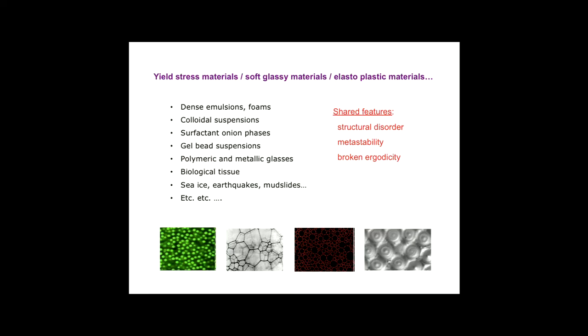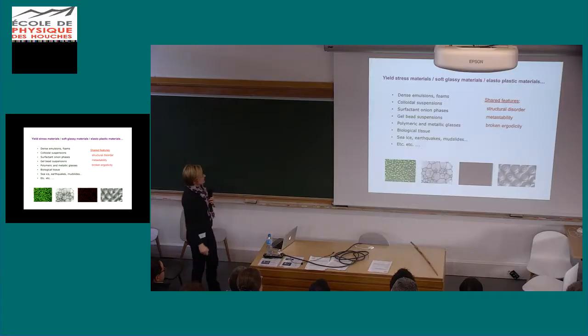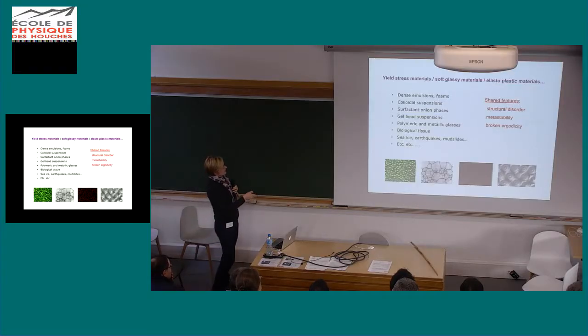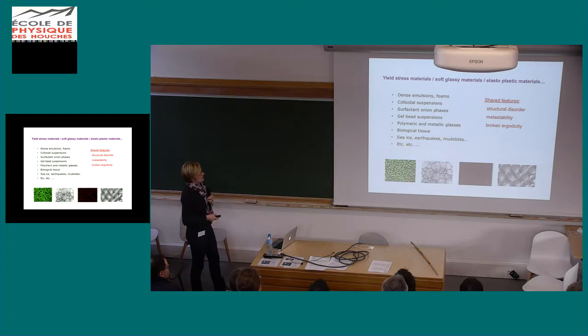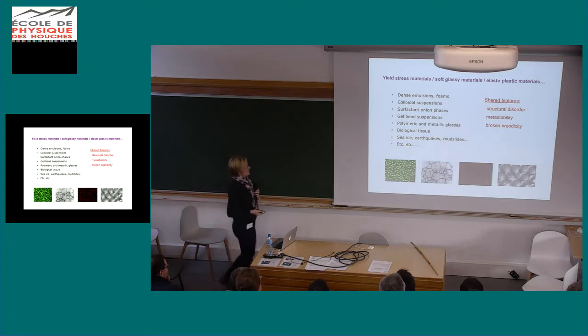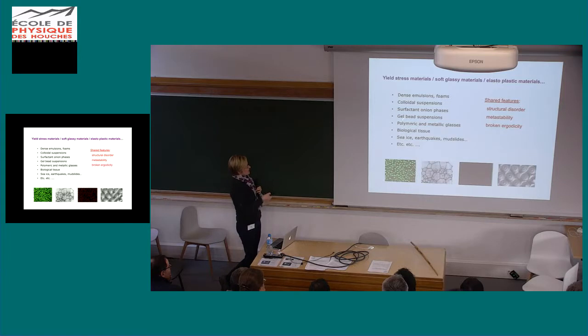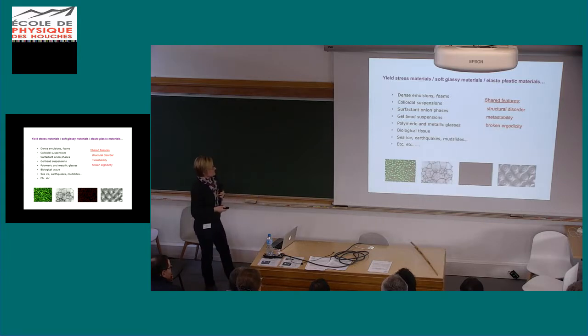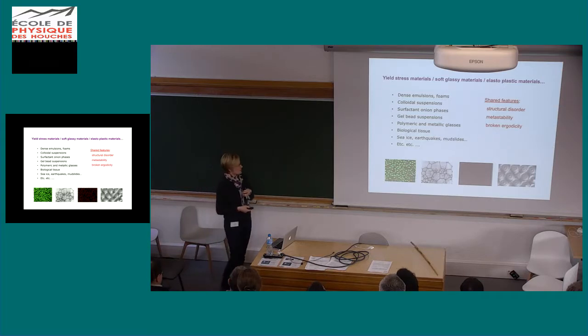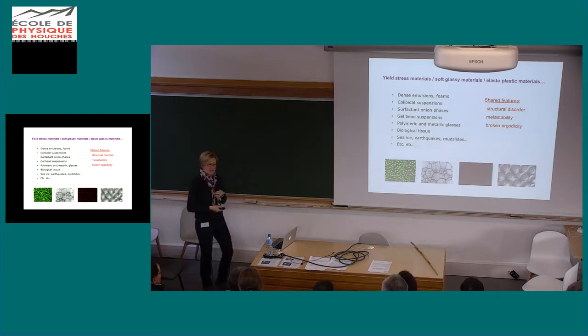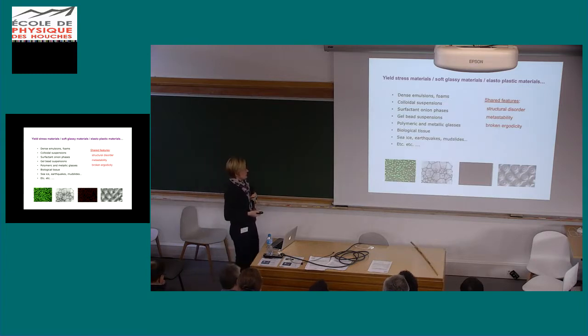Okay, so the kinds of materials I'm focusing on today are so-called yield stress materials. For people in the soft matter physics community, you might be thinking of dense emulsions, foams, colloidal suspensions, so-called surfactant onion phases, or suspensions of bead-like gel particles. In harder materials, one might think of polymeric or metallic glasses, but then one might also think more generally of collections of cells in biological tissue, and for many people in this audience, I know, geophysical problems such as sea ice flows, earthquakes, and so on.